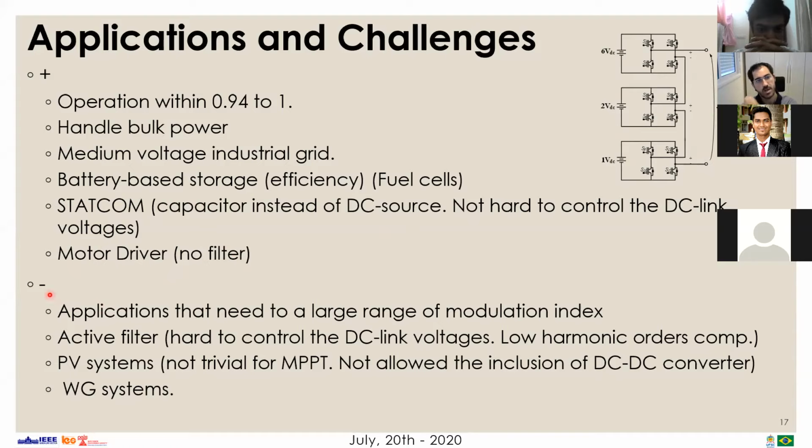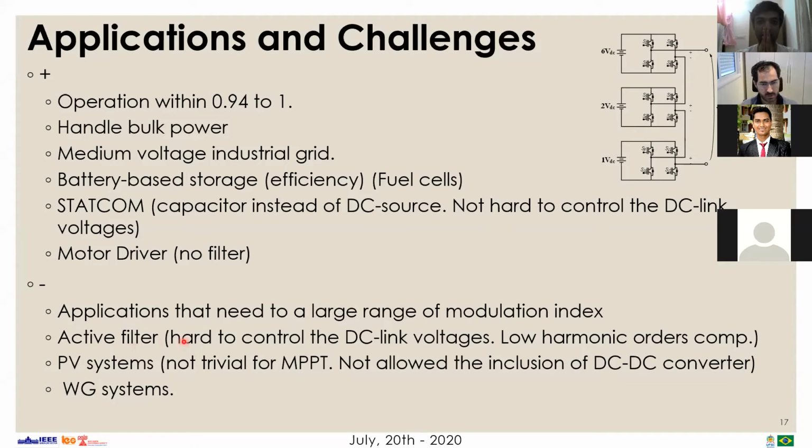And there are some applications where it's really hard to employ this topology. First of all, applications that need a large range of the modulation index. If you need in your application that the modulation index changes from 0 to 1, for instance, you need to consider it, think carefully if you want to use such a topology. This won't be so good because again, you have negative power in one of the modules.